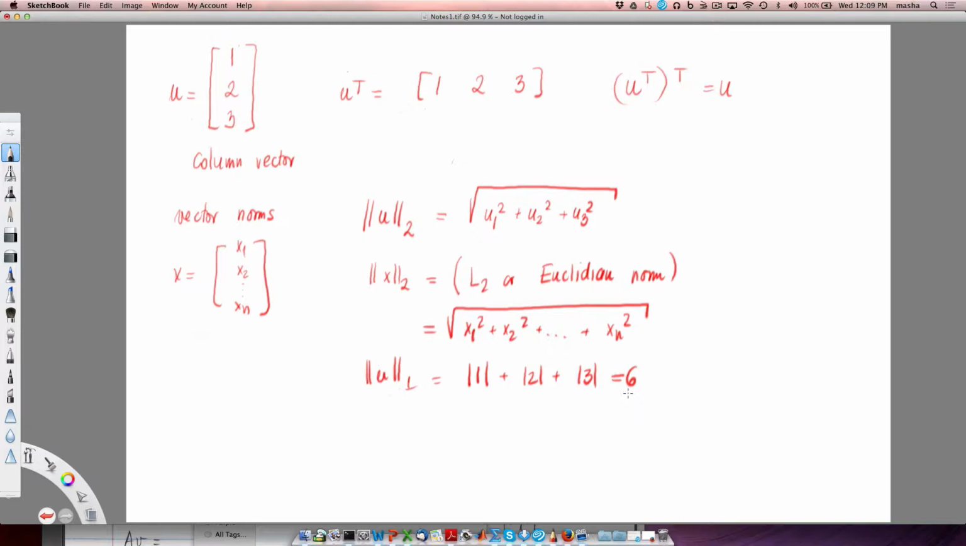There is one more, and these will be the 3 most common norms that we're going to use. I'm going to denote it as u infinity norm, or max norm. It's simply going to take the maximum between these numbers: the absolute value of 1, the absolute value of 2, and the absolute value of 3.